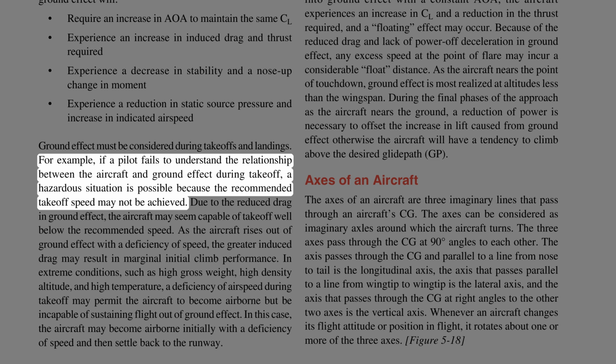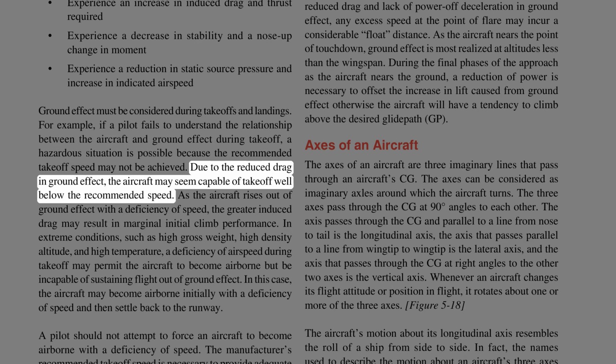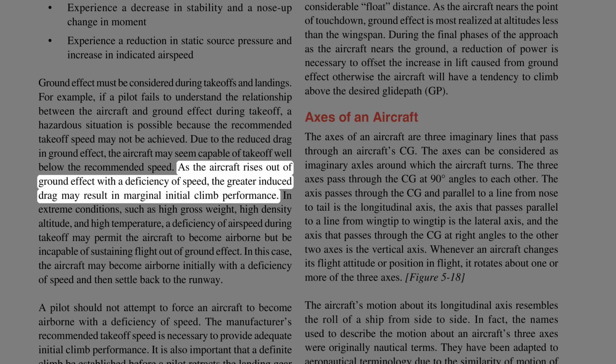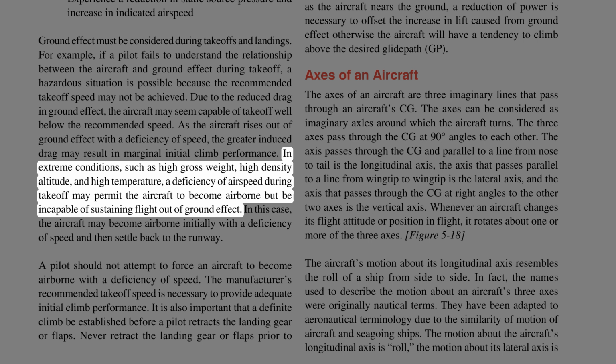For example, if a pilot fails to understand the relationship between the aircraft and ground effect during takeoff, a hazardous situation is possible because the recommended takeoff speed may not be achieved. Due to the reduced drag in ground effect, the aircraft may seem capable of takeoff well below the recommended speed. As the aircraft rises out of ground effect with a deficiency of speed, the greater induced drag may result in marginal initial climb performance. In extreme conditions, such as high gross weight, high density altitude, and high temperature, a deficiency of airspeed during takeoff may permit the aircraft to become airborne but be incapable of sustaining flight out of ground effect.